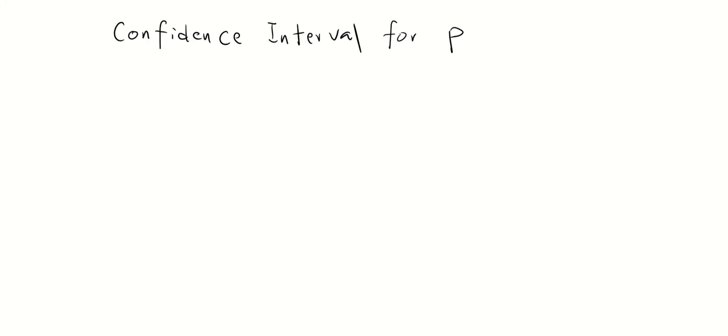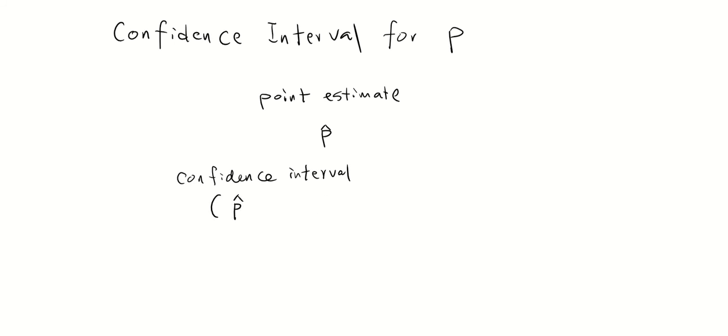Going back to finding the confidence interval for a population proportion P. We know the best point estimate is the sample proportion P hat. Then the lower limit of your confidence interval will be P hat minus a number, and the upper limit will be P hat plus a number. This number E is called the margin of error. It is the maximum amount of difference between the sample proportion P hat and the population proportion P.